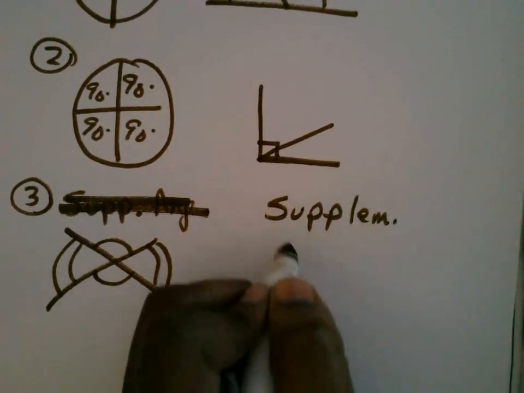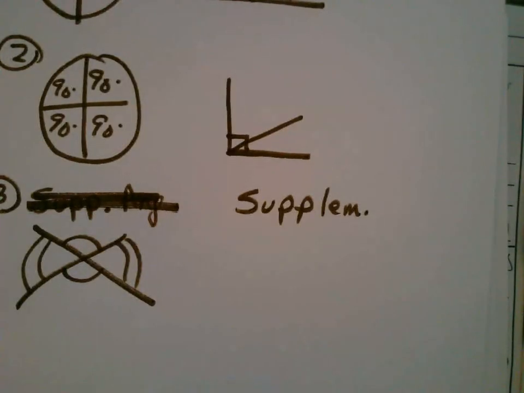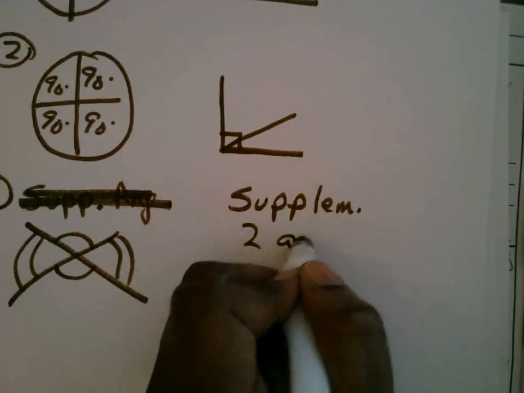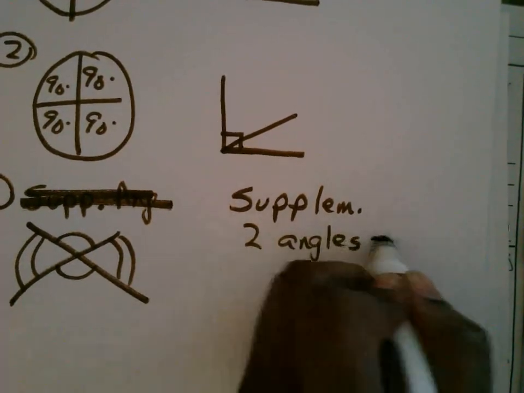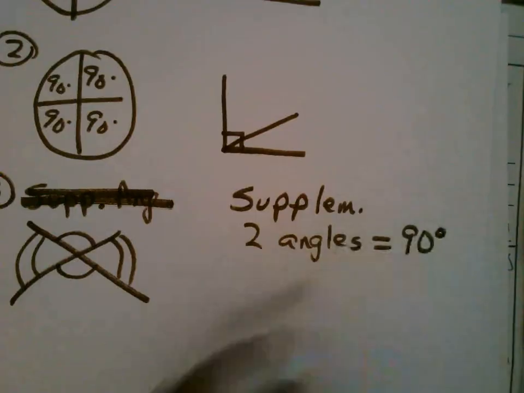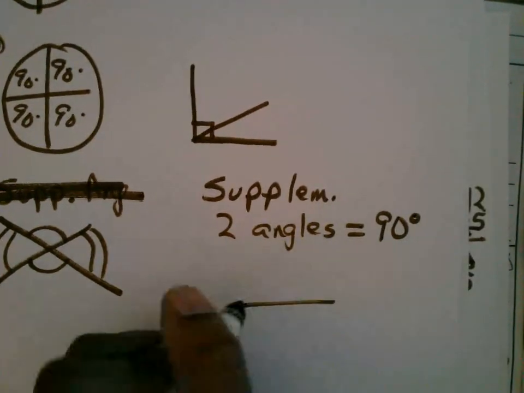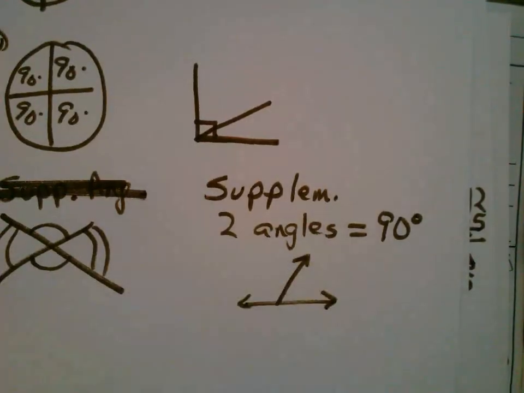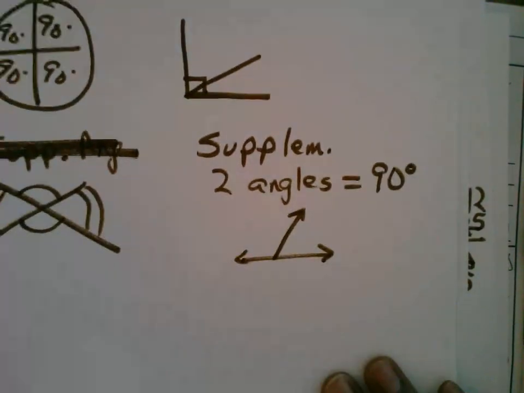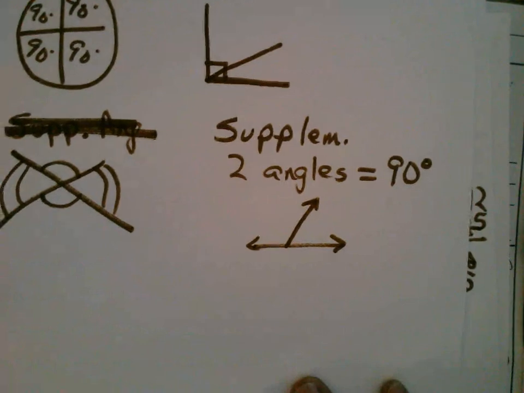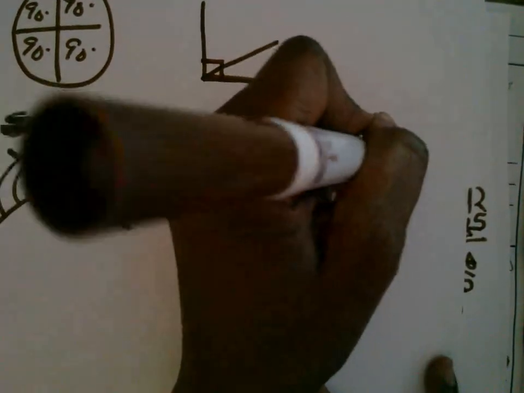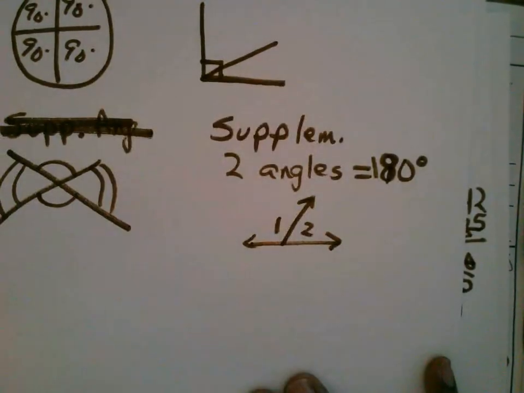Supplementary angles are. Did anybody find the definition? Angles that sum up to 180 degrees. There's got to be two angles, just two. I thought it was 180. Yep, 180.